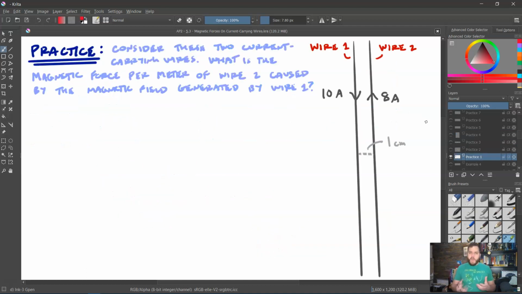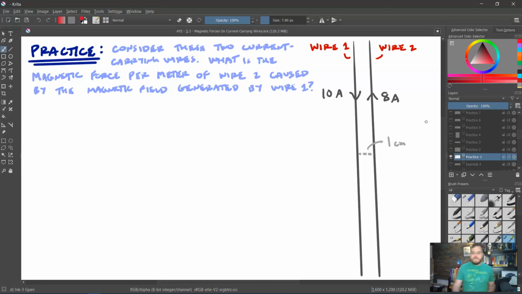Well, let's look at a slightly more complicated scenario. Let's consider that we've got 2 current-carrying wires, and these wires carry currents in opposite directions. Wire 1 has 10 amps going down, wire 2 has 8 amps going up, and they are together 1 centimeter apart from each other. And we want to know what's the magnetic force per meter of wire 2 caused by the magnetic field generated by wire 1. Okay, now let's slow down what we mean there. Both of these, when they have currents, will generate magnetic fields. So the question is, when wire 1 generates this magnetic field, it's going to affect wire 2. How does wire 2 experience a force per meter of its length?